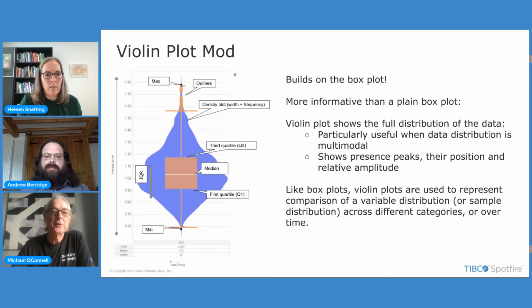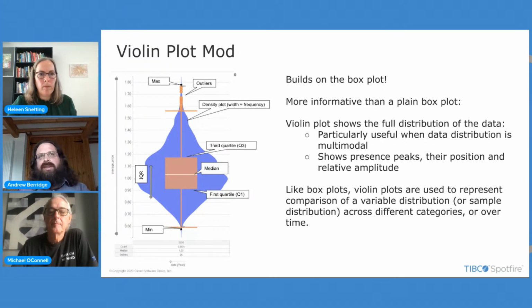Excellent explanation, Andrew. Well, now, how does the violin plot mod work, combining the box plot with the smoother? Yeah, so the violin plot takes the box plot and adds the distributions of the data over that. So it's particularly useful when the data distribution is multimodal, so you can't see that right now. But when you see the demo, you'll see that it shows the presence of peaks, their position, and the relative amplitude. So if the violin is wider, more of your data fits at that point on the y-axis. And you'll definitely see an example later on where the box plot shows the overall shape, but it doesn't reveal the detail in the data, which you may miss if you're just using a box plot.